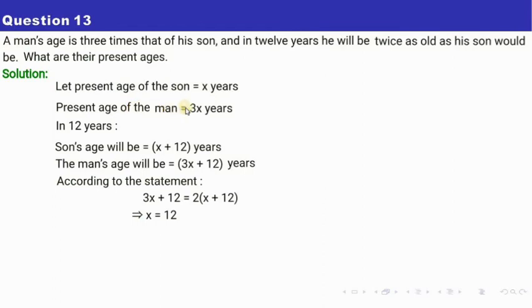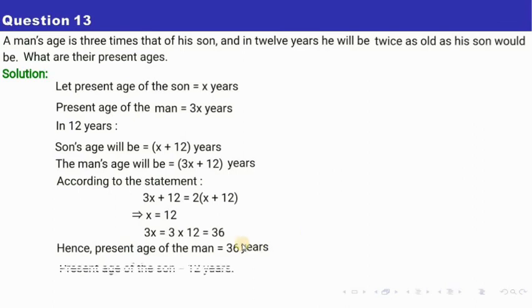Now let us see the present age of the man as well. The present age will be 3x, right, which is 3 into 12, that is 36. So the present age of the man is 36 and the present age of the son is 12 years. That's what the question is asking. You may pause the video to note down.